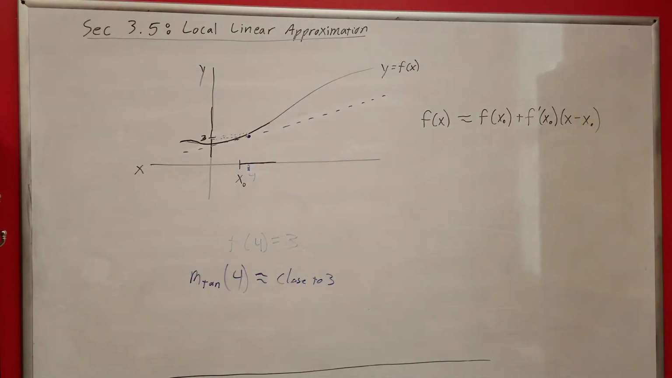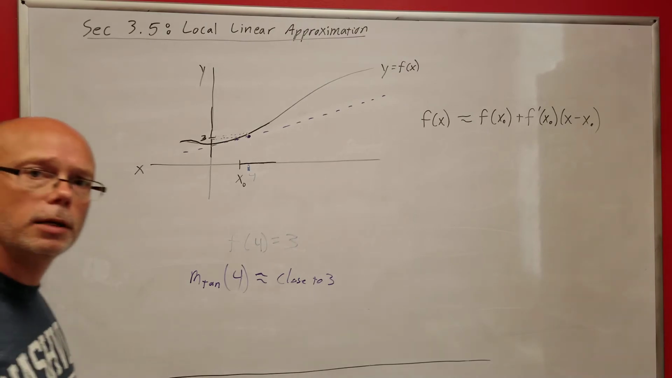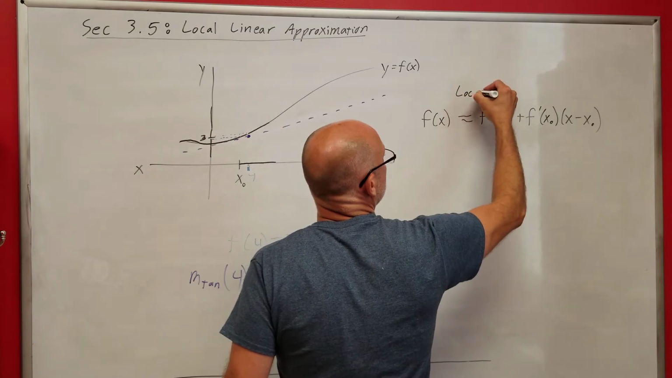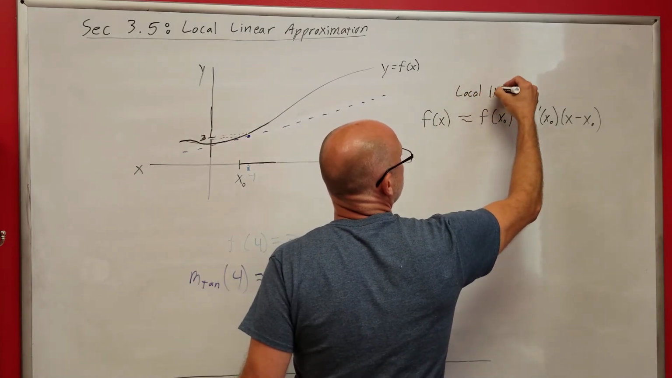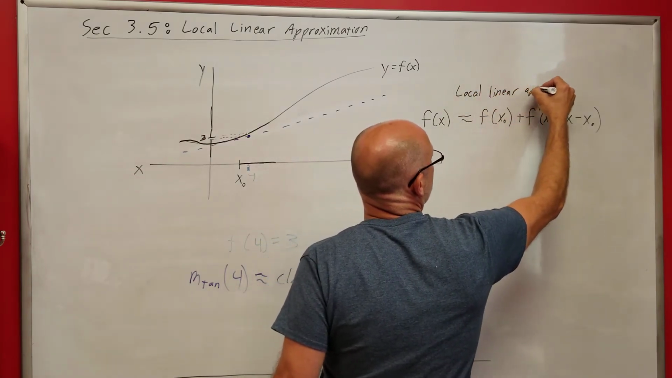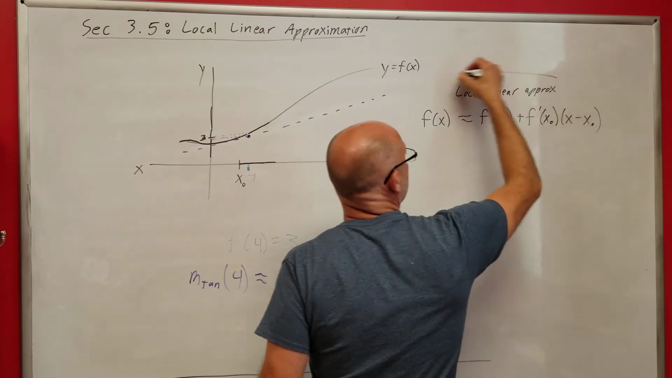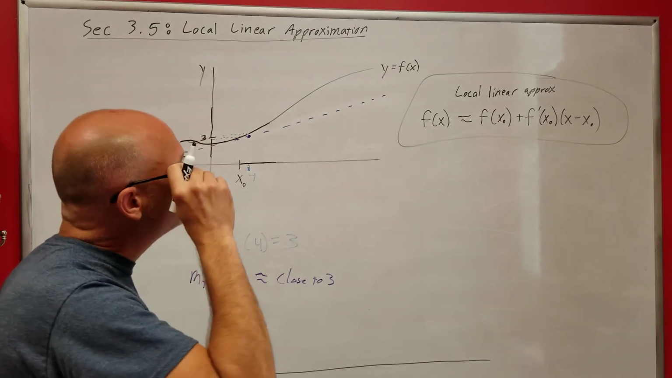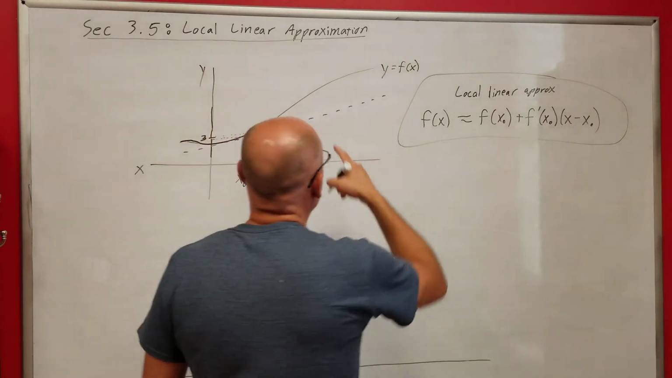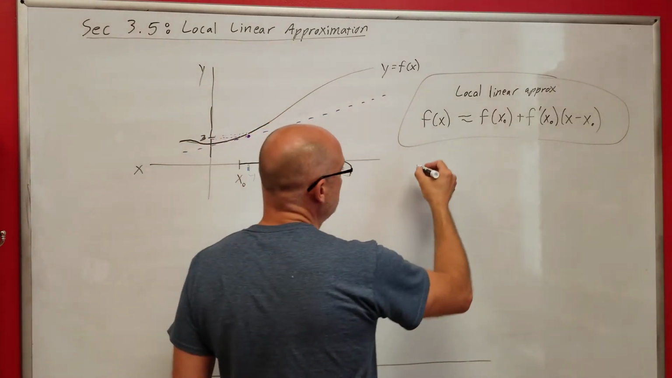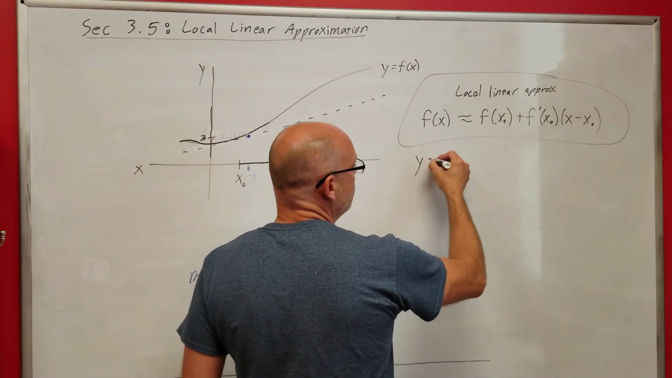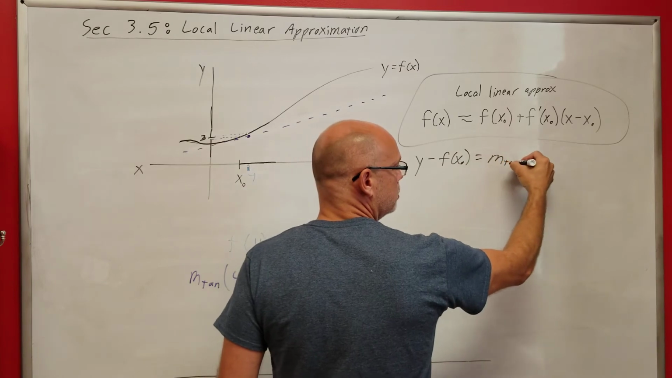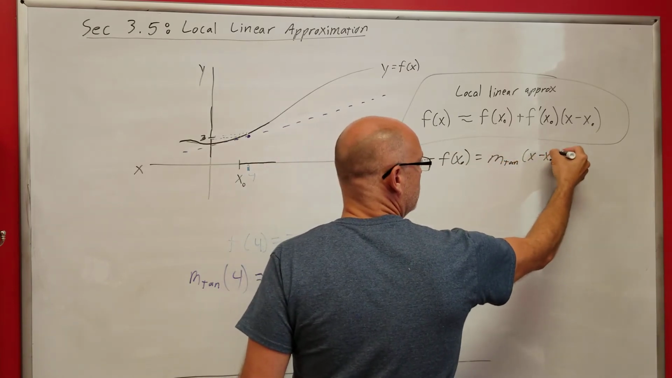Now what is all that mess? That's just really the equation of the tangent line right there. This is local linear approximation. We need to know this formula. Well, that's really just the formula of the tangent line, because think about it. How do you find the equation of the tangent line? y minus f at x naught is equal to m tan times x minus x naught, right?